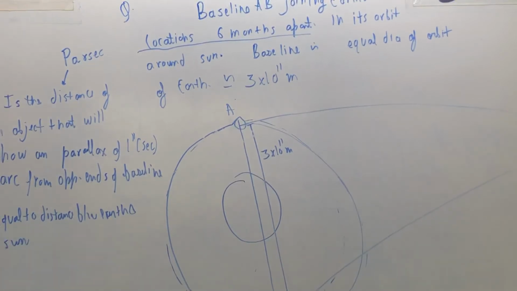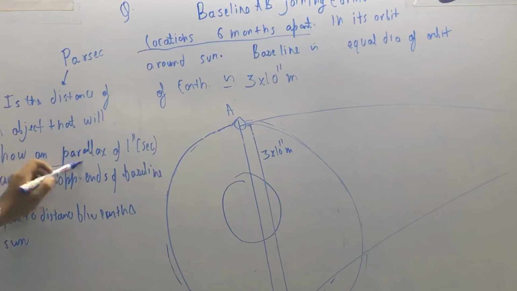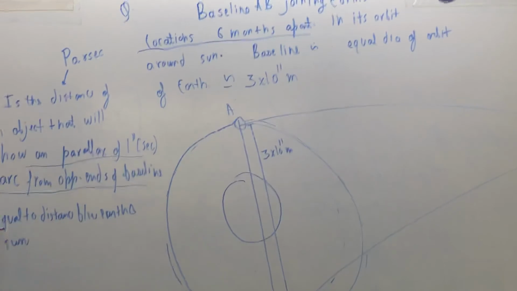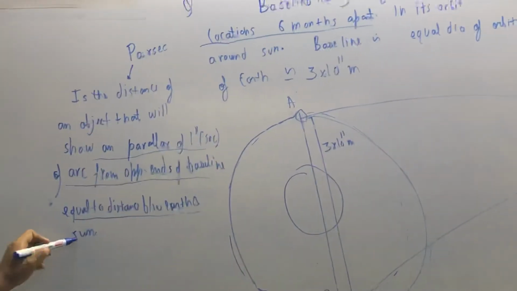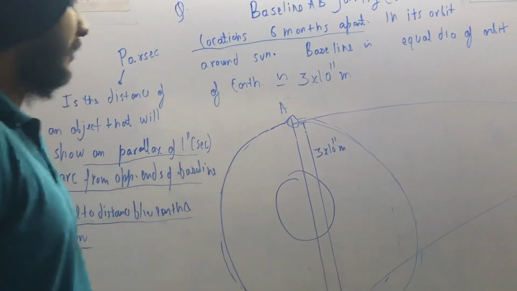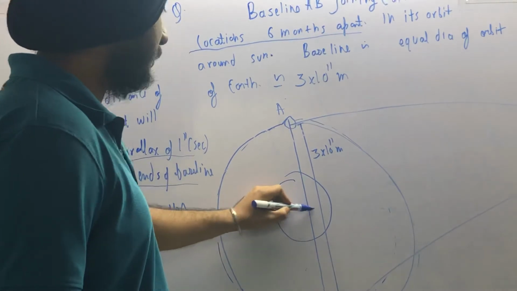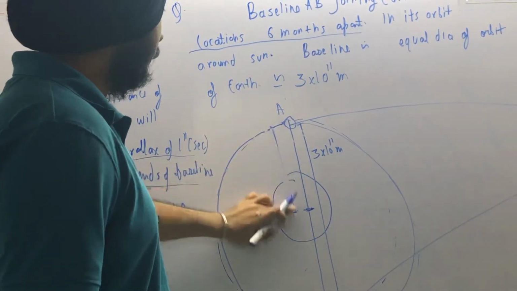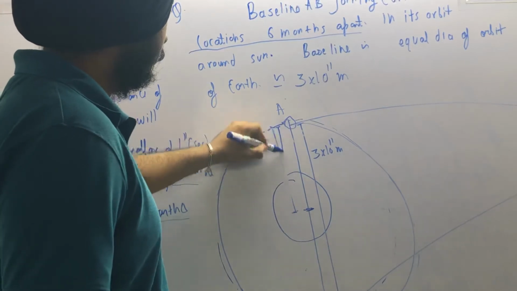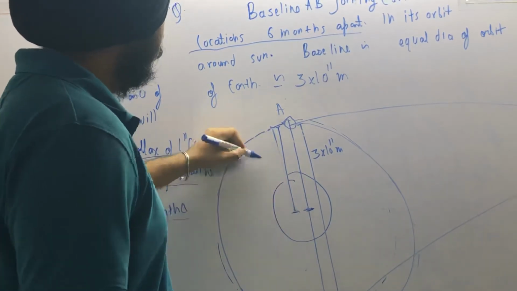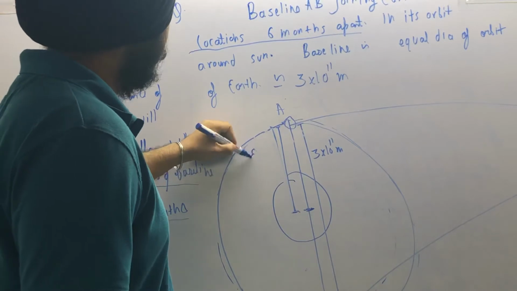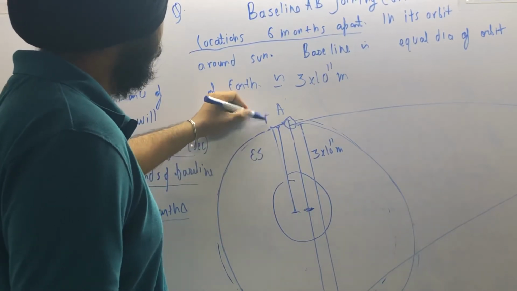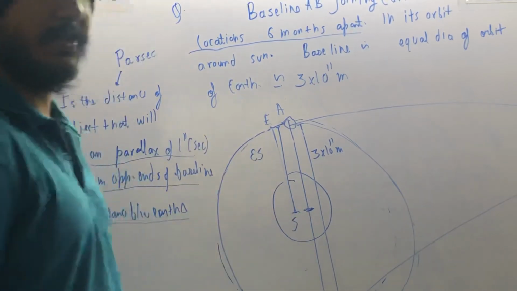See, parsec is the distance of an object that will show a parallax of 1 second of arc from opposite ends of a baseline equal to the distance between Earth and Sun. So what is the distance between Earth and Sun? It will be from the center of Sun to the center of Earth. So this is the distance between Earth and Sun. I will name this ES, the Earth-Sun distance.